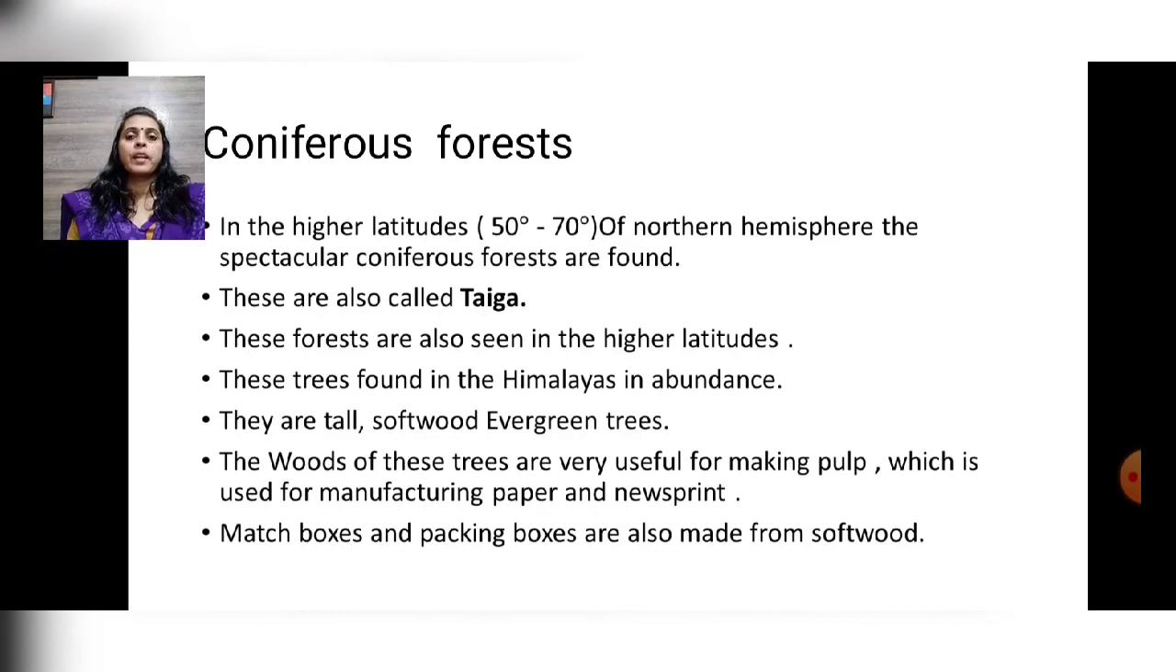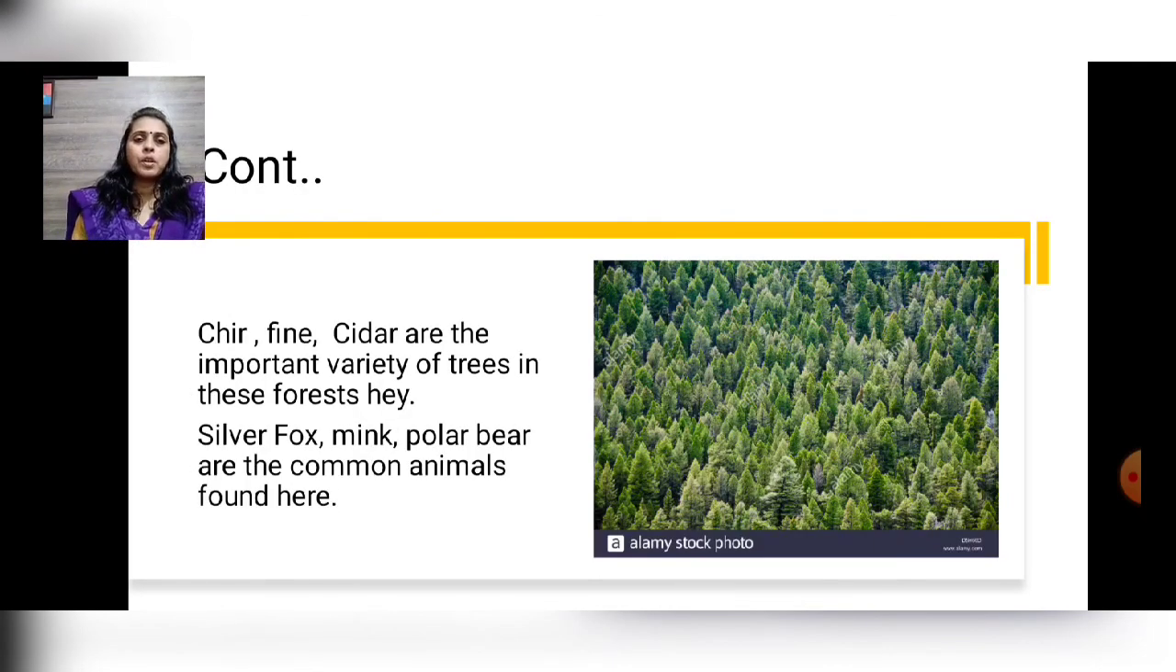softwood green trees. The woods of these trees are very useful for making pulp, which is used for manufacturing paper and newsprint. Matchboxes and packing boxes are also made from this soft wood. So let's see the image of the coniferous trees, cone shaped. Chir, pine, deodar are the important varieties of trees in this forest.